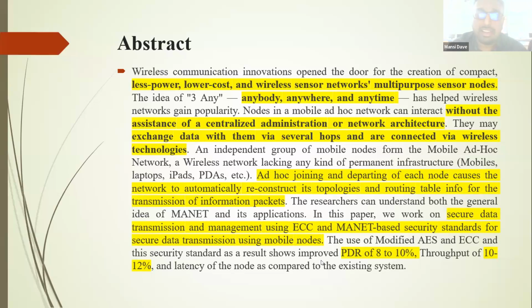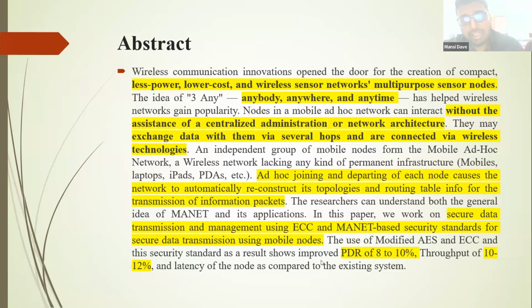Because the reason is that when we are using a centralized mechanism, administration, our data has to be transferred from the centralized system, and sometimes it takes time. Delay is there, latency is there, and to remove these problems, we are using wireless communication, right?